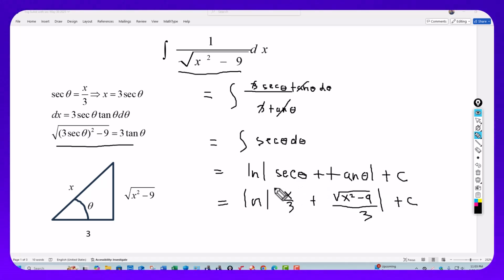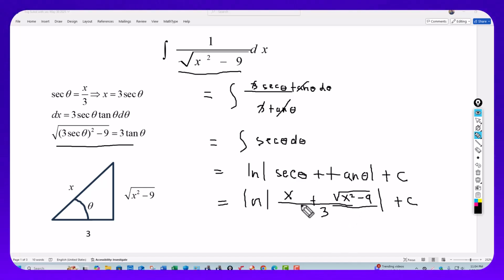And now if you work this from some textbook, they're not going to give you this answer. They're going to give you the answer as the natural log of the absolute value of x plus the square root of x squared minus 9. So you're going to wonder what happened. Well, what they did is this. They have the same denominator here, so they wrote it this way: natural log of the absolute value of x plus the square root of x squared minus 9, over 3.